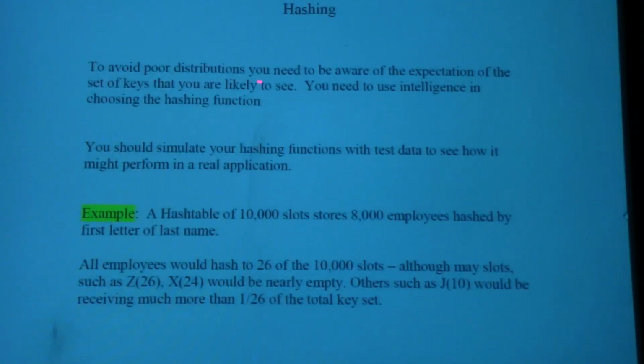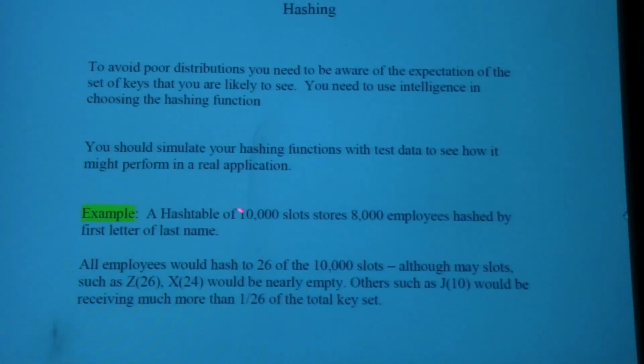To avoid poor distributions, be aware of the expectations of the set of keys you're likely to see. So expectation, probability, all that kind of stuff. You should simulate your hashing function with the test data. So if you're going to use names, get a set of names that exist, real names: English names, Indian names, French names, Russian names, German names, Polish names, Spanish names. And try to generate some random data, put them together and see, so that you can do a sort of simulation.